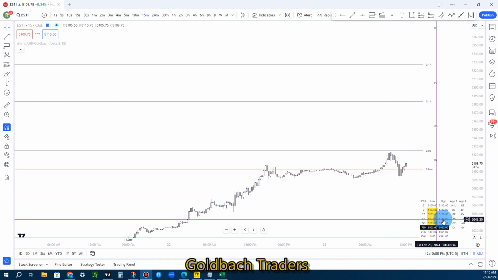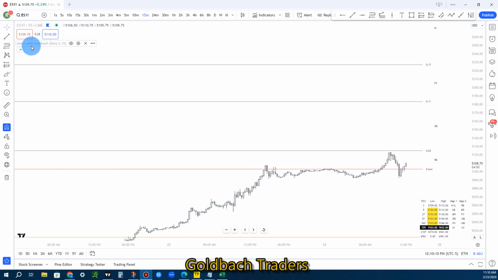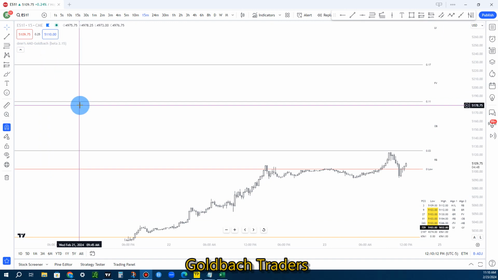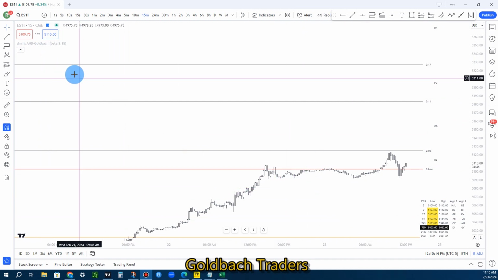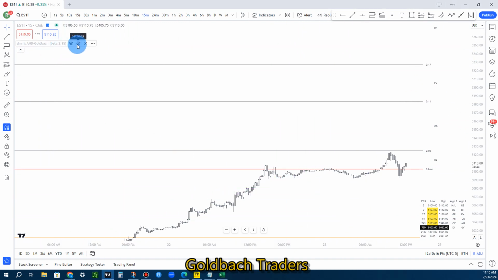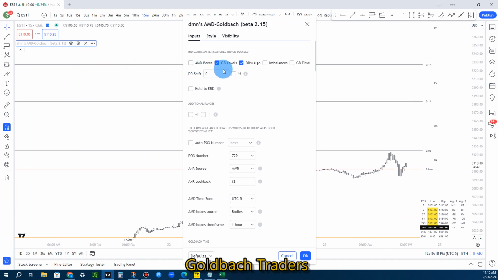You look down here at this. I'm looking at the DMN's AMD Goldbach, and I've taken off the AMD boxes, the imbalances, and the GB time. So it's just GB levels and dealing ranges / algo.